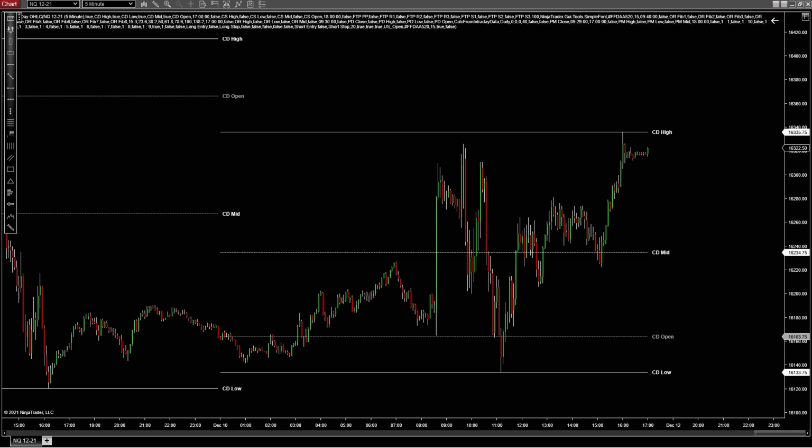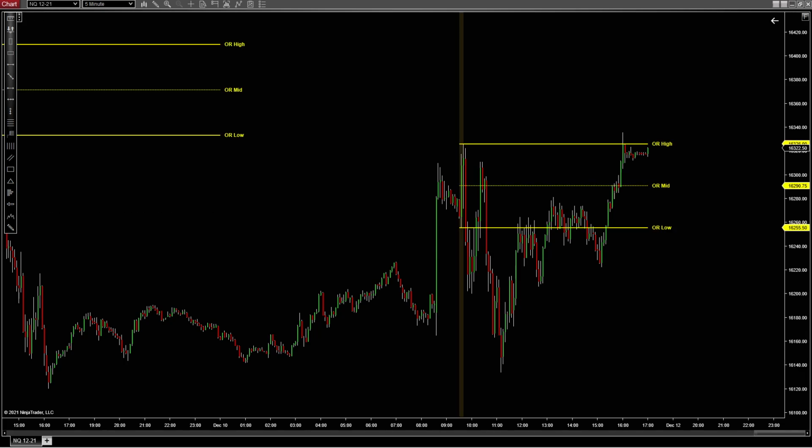And your opening range is going to be, what my settings are, from 9:30 to 9:40 a.m. So your opening range is based on 10 minutes. When you look at this, this is also called an initial balance. So when people talk about the balance of the market, they're talking about this area right here between the two yellow lines. The dotted yellow line is going to be your midpoint.